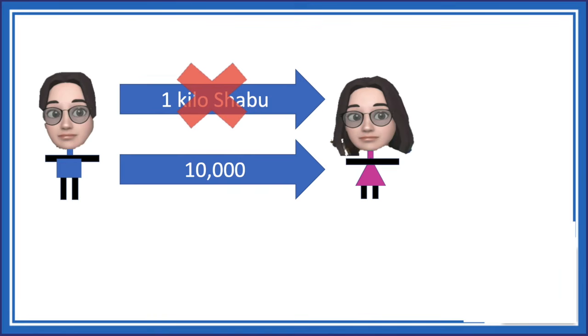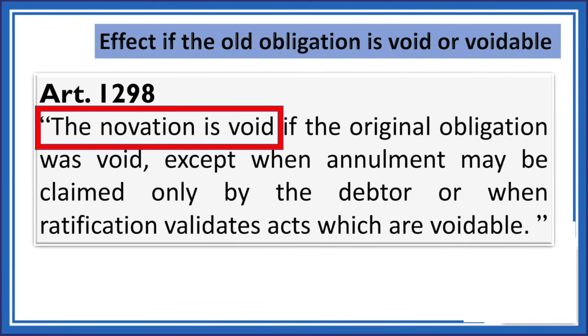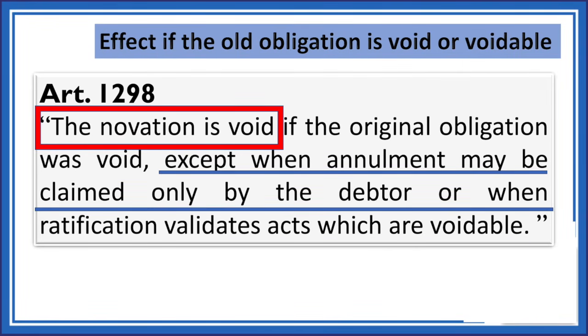So, dito, there is no novation. Kasi yung pagbibigay ng 1 kilo shabu to Ganda is void. It is a void obligation. So, wala talagang original obligation that is in existence. Inexistent. So, there is nothing to change or to novate. Right? Pero, if the original obligation is voidable only, hindi naman talaga void, okay, a valid novation can take place because voidable contracts ulit are valid until annulled by proper action in court.